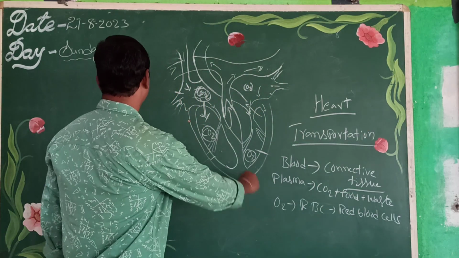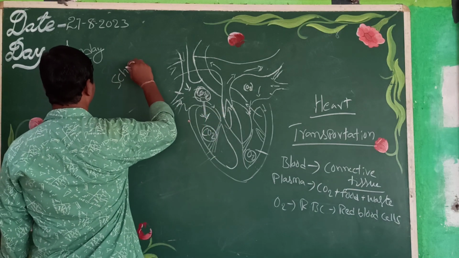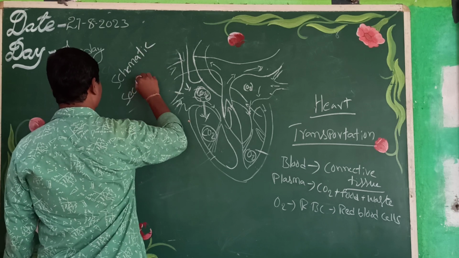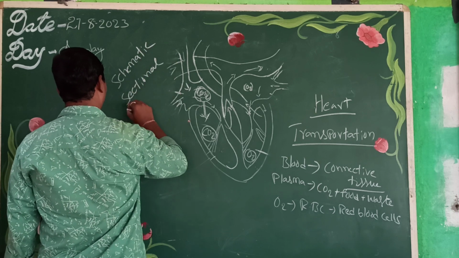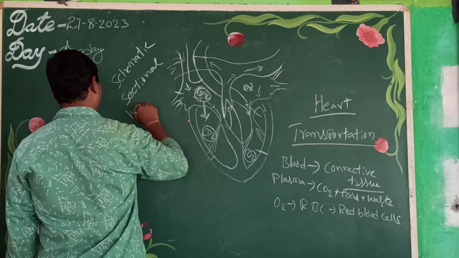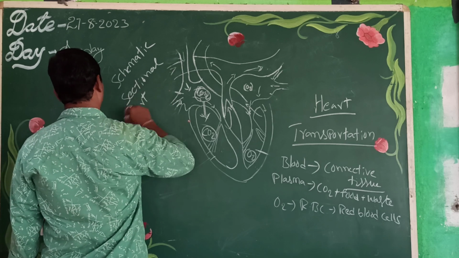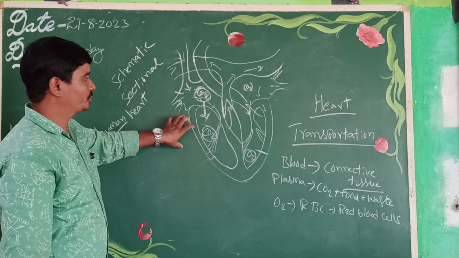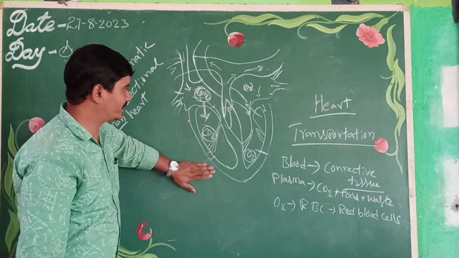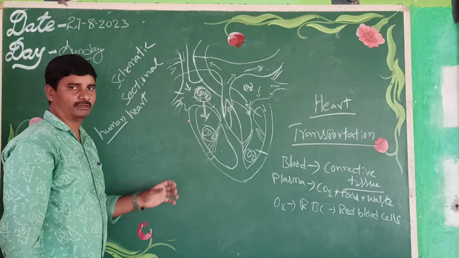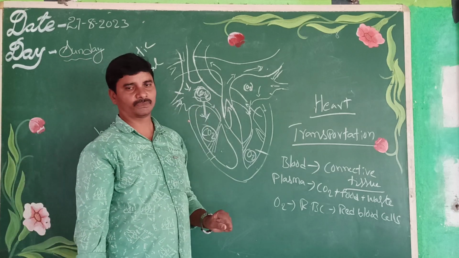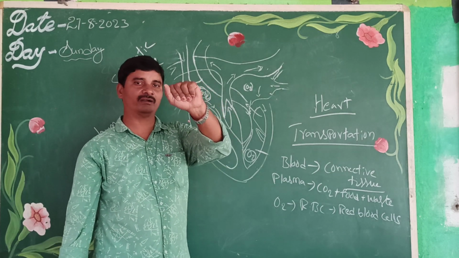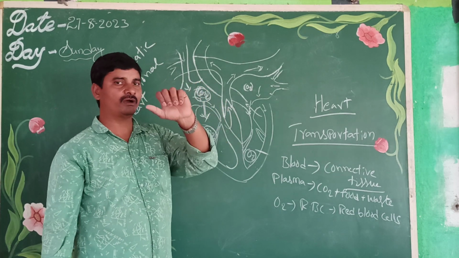So children, here this is the schematic sectional human heart. The heart is a muscular organ. The size of this heart is your fist size. Your heart size is your fist size only.